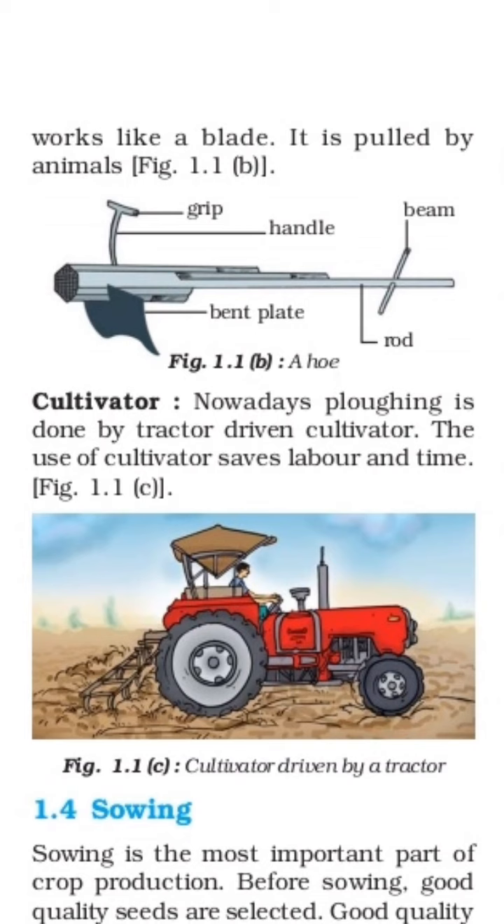Next one, cultivator. Nowadays ploughing is done by a tractor-driven cultivator, and the cultivator saves labor and time. It is an instrument which sows the seeds and covers the soil over the seed, and that is why it saves labor and time also.